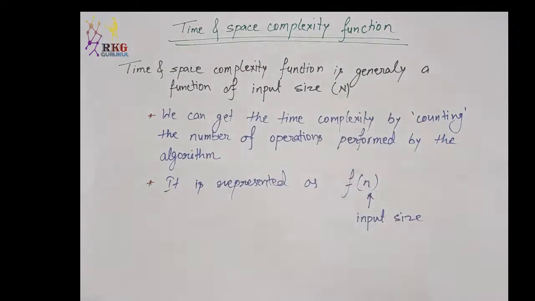Time and space complexity function is generally a function of input size. So we have to write a function for time complexity in the form of f of n, where n is the input size. We can get the time complexity of any algorithm by counting the number of operations performed by that algorithm, or by counting the number of key operations of that algorithm. But the question is how to write this f of n with respect to the input size n.